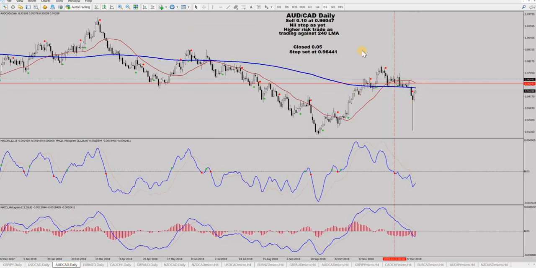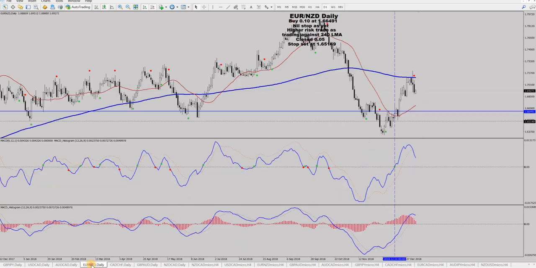AusCAD in a sell, closed half already, got a stop in place. That spike down, that was that flash crash on the first day of the year. There's a beauty, wasn't it? So at the moment we're not looking that good, but we can't really lose either.